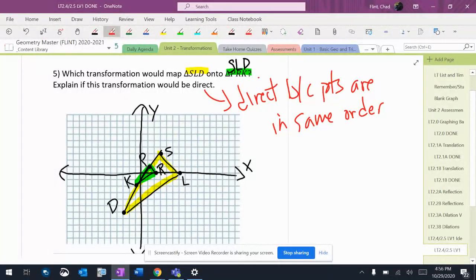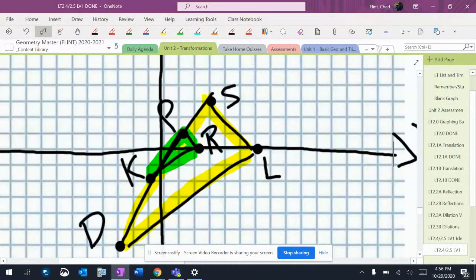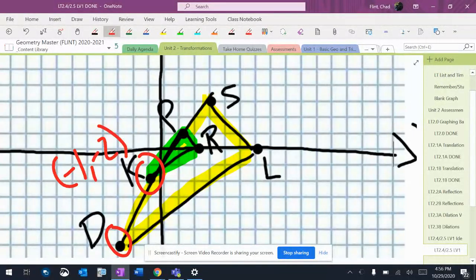So then how does it get from the yellow triangle to the green triangle? Well, first of all, it gets smaller, which means there should be some kind of fraction involved. All right. So if I zoom in here and look, and if you watched earlier, I did a dilation, I picked out a couple of points. It doesn't matter what you pick. Let's pick K and D this time. All right. So K is -1, -2, and D is 1, 2, 3, 1, 2, 3, 4, 5, 6.